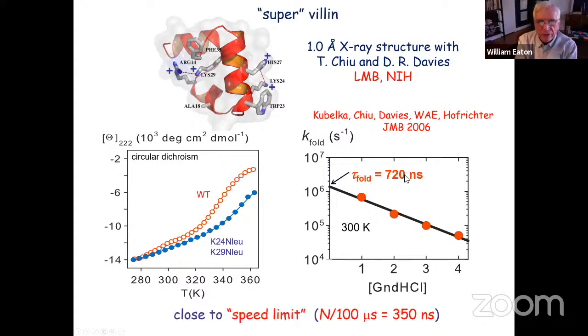So that's the origin of the, I think it probably is still the world record holder, I don't know. I haven't followed the literature that carefully for the past couple of years. But interestingly, it still hasn't reached the speed limit, which according to my little formula should be about 350 nanoseconds. So there's more mutations to make in this protein. It folds so fast that Vijay Pande gave it the name supervillin.